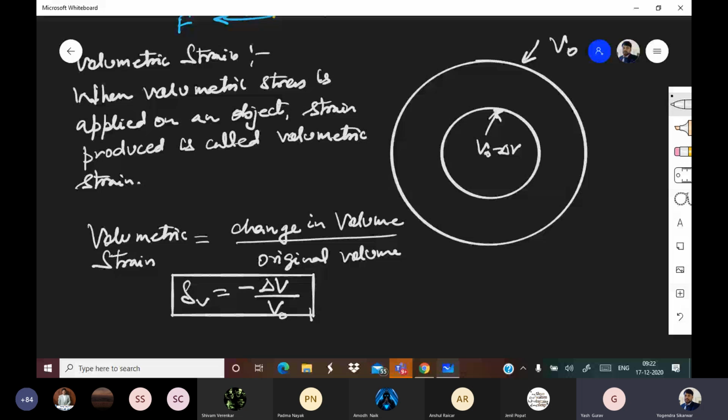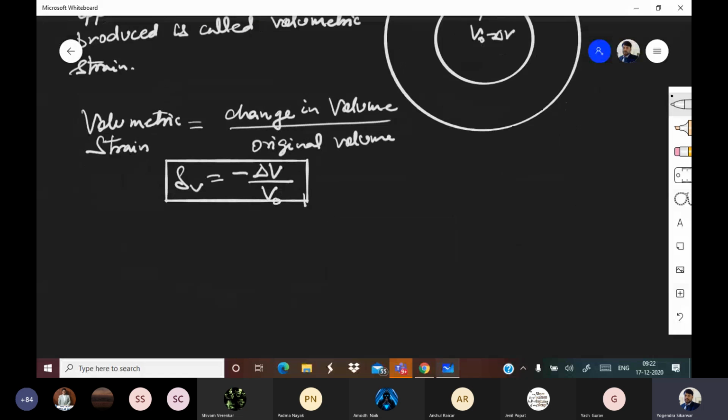So the point which I am trying to tell you, that things are very simple, everyone. You have longitudinal stress, you have shear stress, and you have volumetric stress. And corresponding to these three stresses, we have three types of strains: longitudinal strain, shear strain, and volumetric strain. So very easy things are.